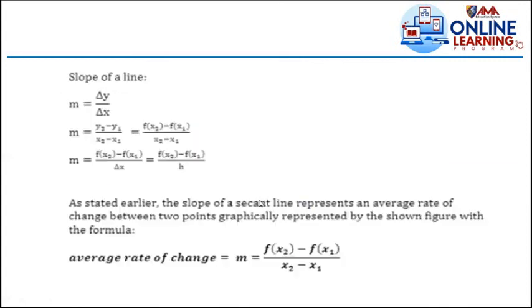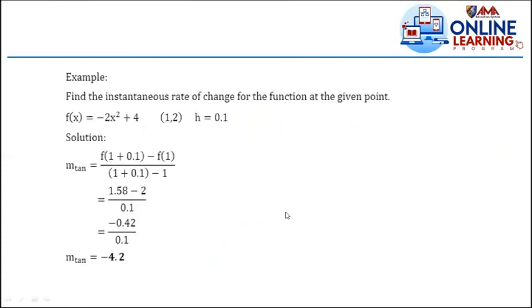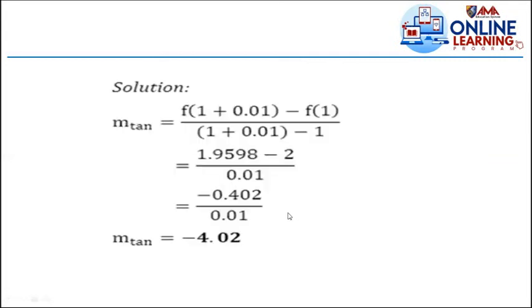Okay? At pagdating sa formula, ito yung difference po nila. Sa denominator, pag second line, delta x. Pag sa tangent line, we're going to use yung h. Okay? So, that is all about the slope of a tangent line and second line.